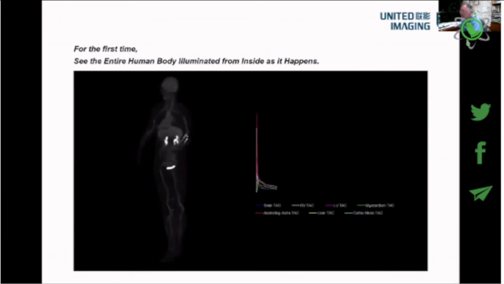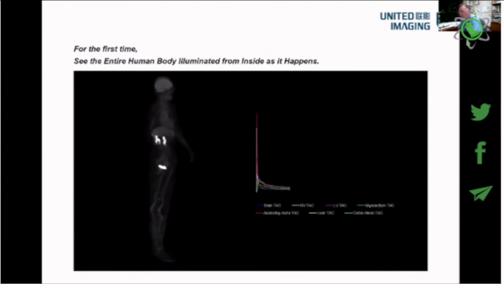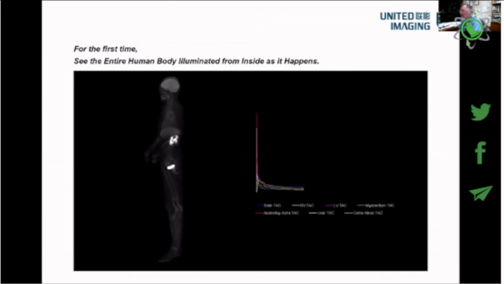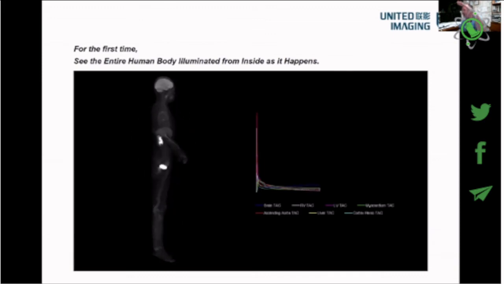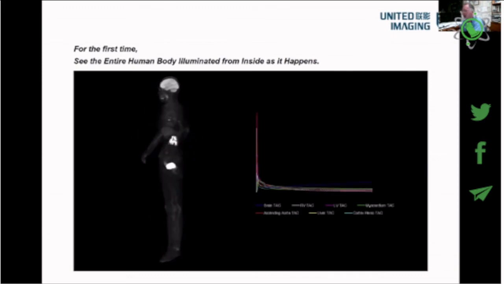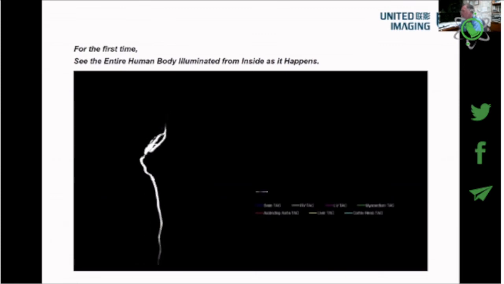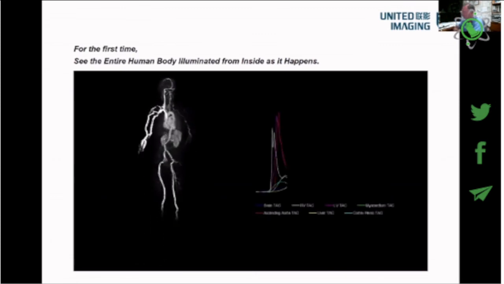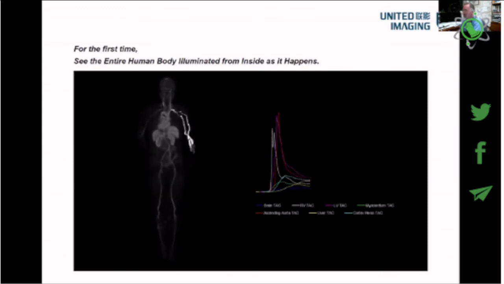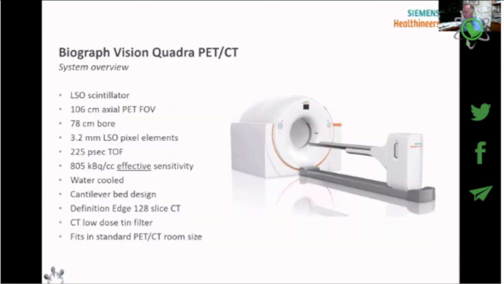So the compounds that Dr. Bailey was just talking about, to see how they distribute in the body, can be acquired in a single acquisition, and looking at the activity concentration in different organs of the body, so that we can do kinetic modeling, or we can do dosimetry in a very easy and very simple manner.